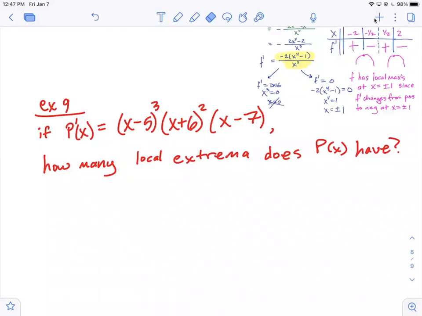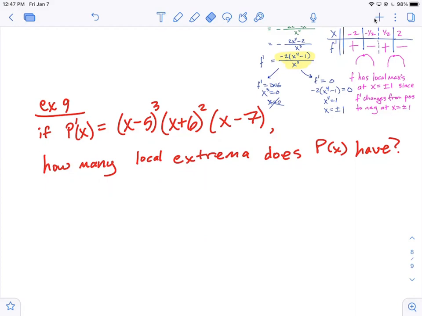All right. So reading carefully, it says if P prime equals this, how many local extrema, that's plural, local max or mins, does P have? If it said how many local extrema does P prime have, then we'd have to take the derivative of P prime to get its derivative. And that would be a triple product rule with some chains going on.